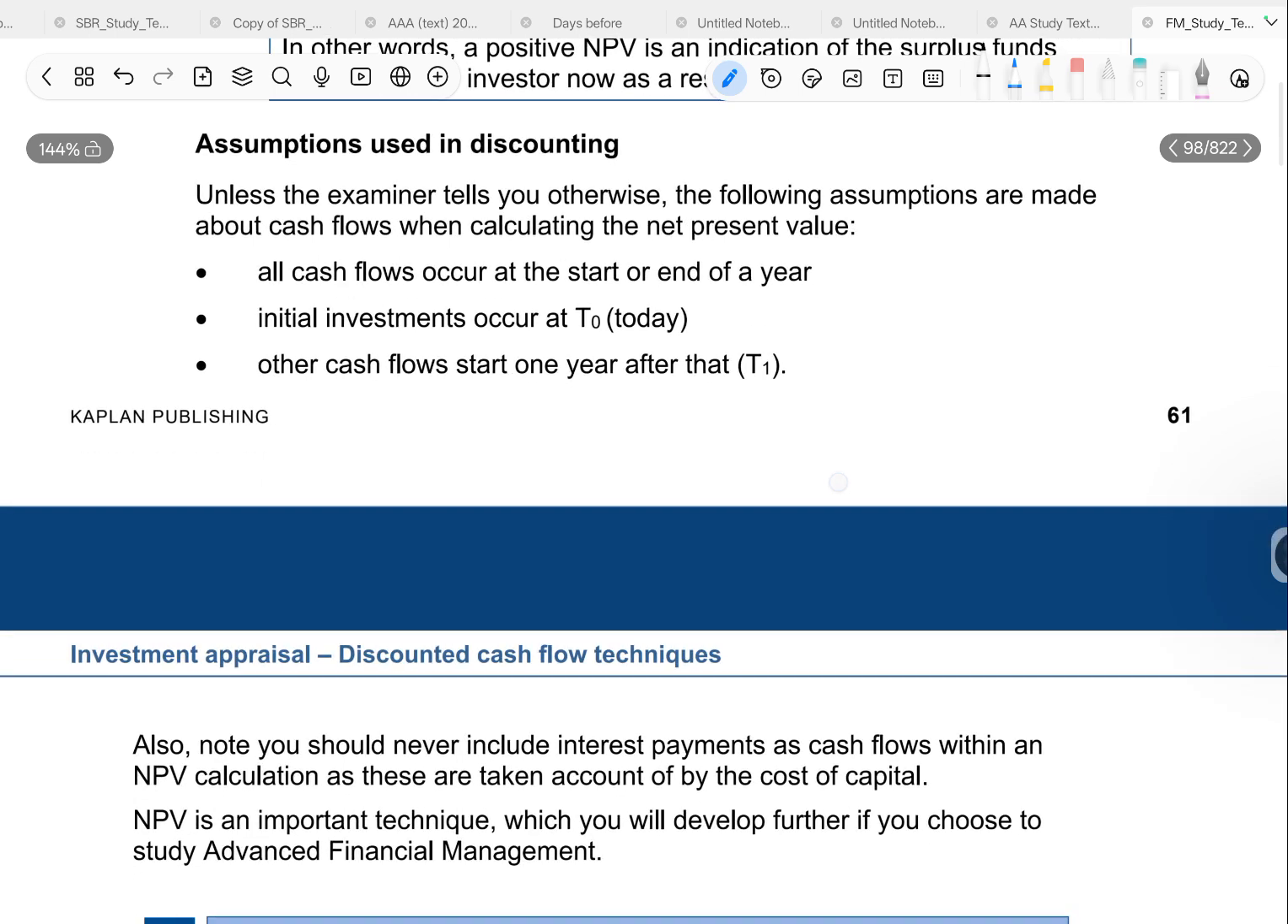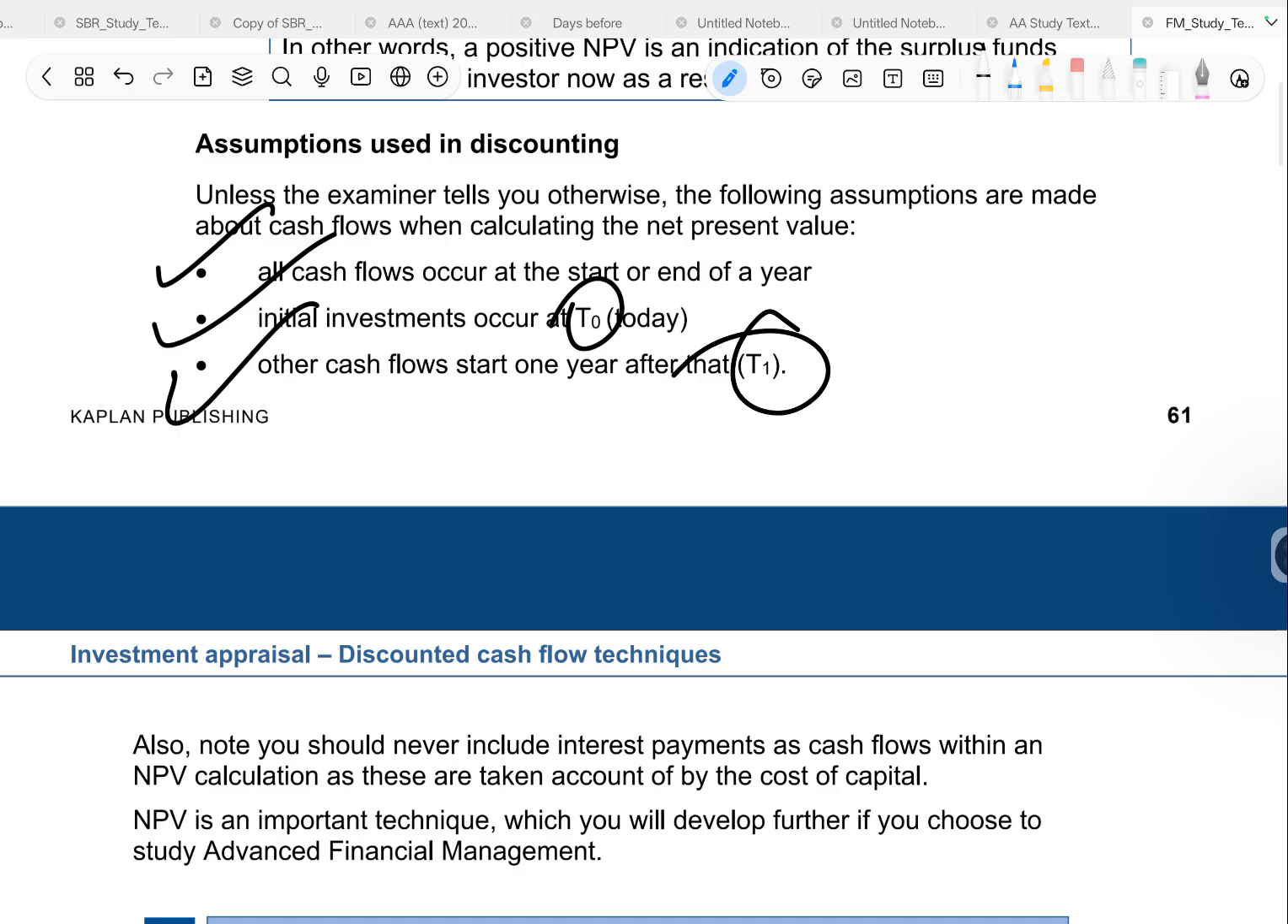Now, in exam questions, there are certain standard assumptions we usually follow when calculating NPV. So, let's have a look at them. First, all cash flows occur at the start of the year. Even though in reality cash flows occur throughout the year, for simplicity we treat them as occurring at specific points. Second, the initial investment occurs at time 0, which we call T0. This is the point today when the investment is made. Third, all other cash flows start 1 year later at T1 because the project needs time before it begins generating returns.